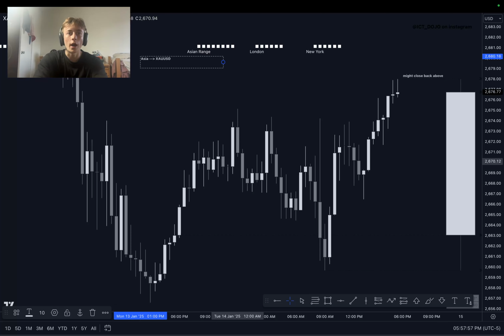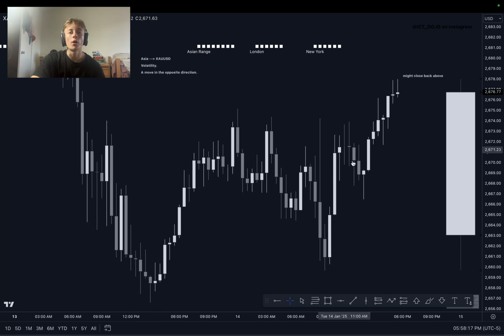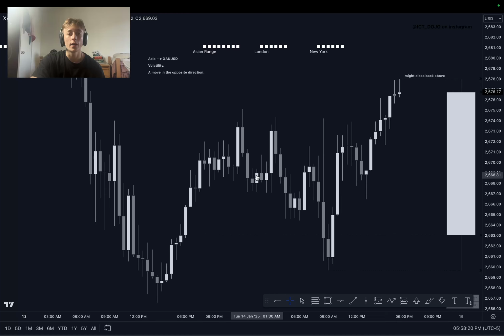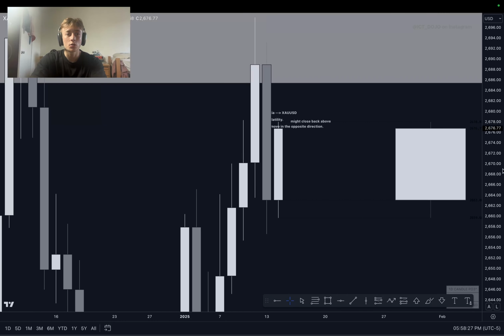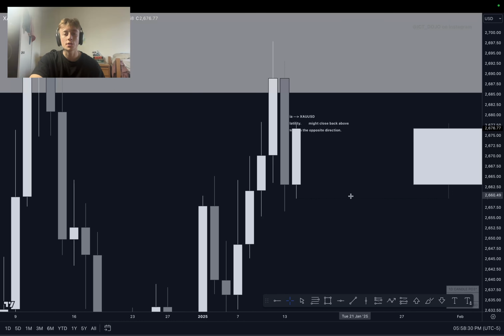Okay, so this is what I look for when I come into Asia session. The first thing is volatility. So it's not a volume indicator or anything like that. The volatility that I'm looking for is simply a move in the opposite direction. And you don't necessarily always know what direction the market's going to be moving in if the bias is unclear. One of the things that determines the bias is obviously the daily time frame. So what you're looking for is an Asia session that opens up with a clear next target.